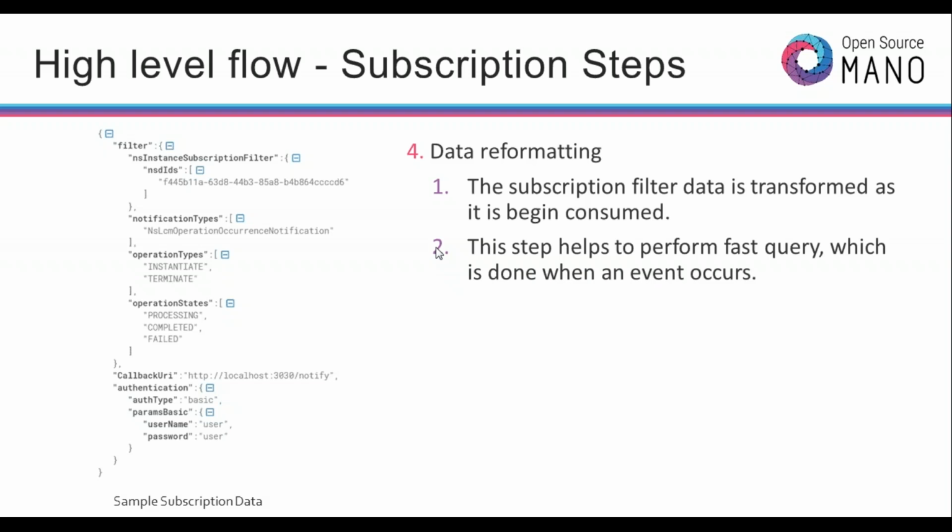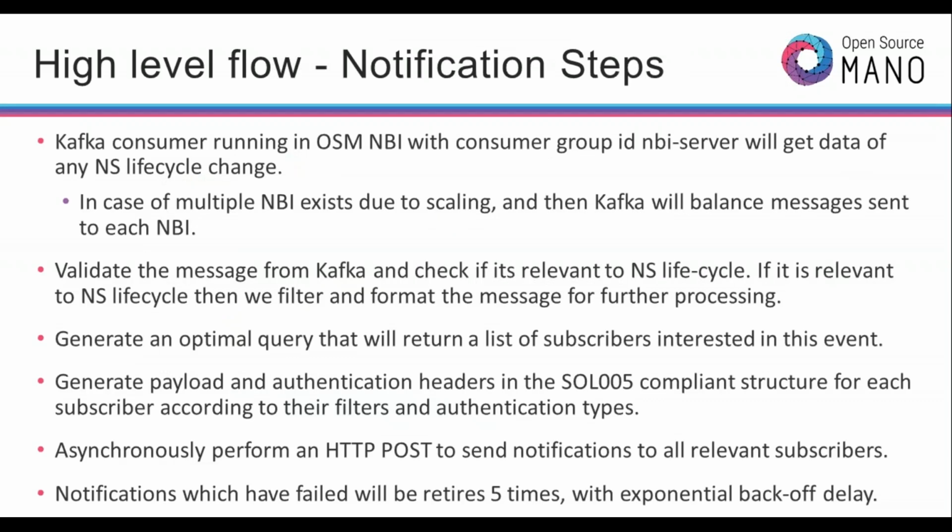So, moving along to the notification steps. When an event occurs, as I said, Kafka is going to be the data source for all events. A Kafka consumer will be running in NBI, and it will get the event, and we will process the event and see if there is any subscriber who is interested in this event. If there is no one interested, we will drop the message. And if there is someone interested in that event, we will prepare a payload for that receiver, and then we will do an asynchronous HTTP POST to send the notification to all the receivers.